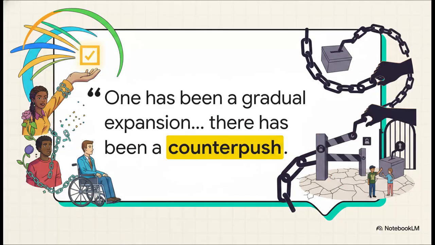To really ground our lecture, I want to start us off with this core academic thesis from political science professor David Schultz. He makes this brilliant observation that we actually have two distinct tendencies in American history. On one hand, sure, we see a gradual expansion toward a universal franchise. But at the exact same time, there's been this historical counterpush to disenfranchise. So today, we're going to use the historical evidence in this explainer to track these two competing forces.